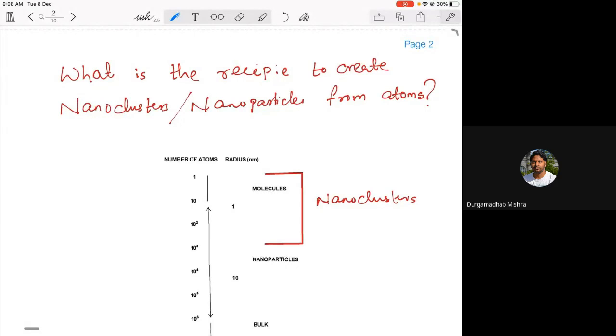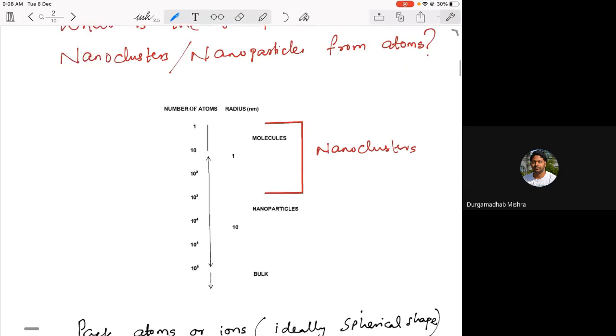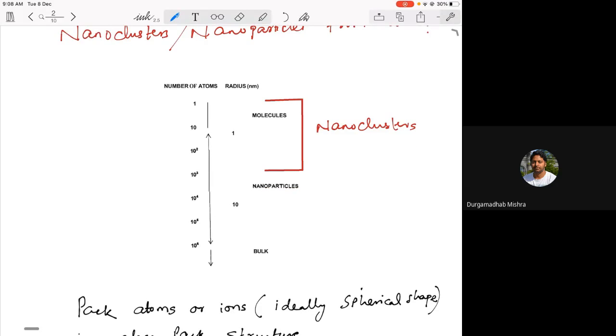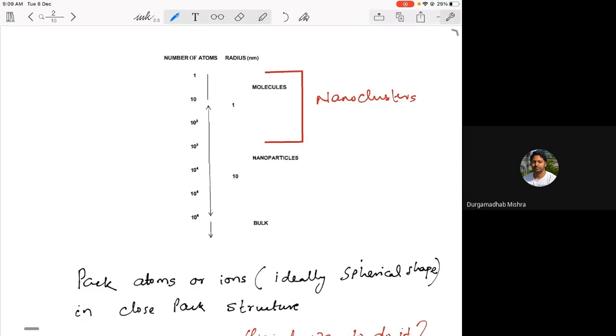But can we do the same when we want to create a nanocluster or a nanoparticle? Can we arrange atoms in the same way as we did for the bulk material and get these structures? The answer is actually yes. If you take only a few atoms, you get molecules. But if you increase the number of atoms, you normally call it a nanocluster. Maybe 10 or 20 atoms, you create a nanocluster. Then if you go to 1,000 atoms, you call it a nanoparticle. And more than 10,000 or a million atoms, you have your bulk material.